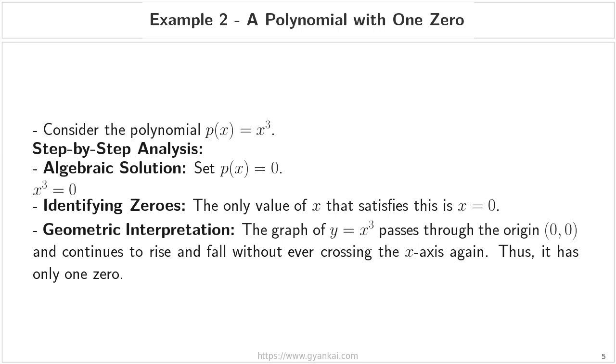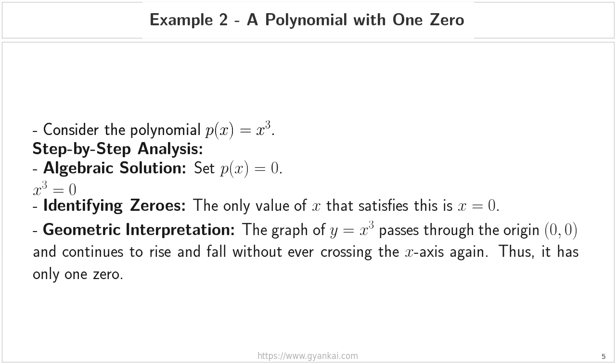Now, let's connect this back to the geometry, as we have been doing. If we were to plot the graph of y equals x cubed, we would see that the curve passes through the origin, which is the point (0, 0). However, unlike the previous example where the curve crossed the axis multiple times, this curve simply passes through the origin and then continues to rise upward, never dipping back down to touch or cross the x-axis again. Because it only meets the axis at that single point, we conclude that this specific polynomial has only 1 zero.